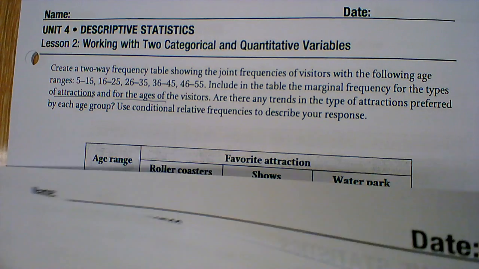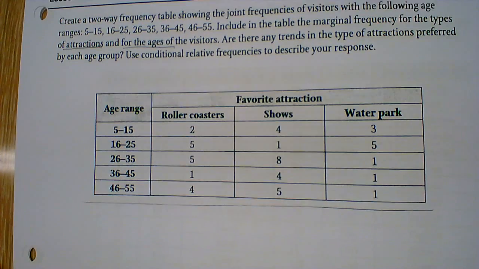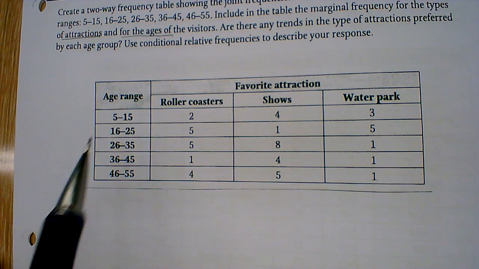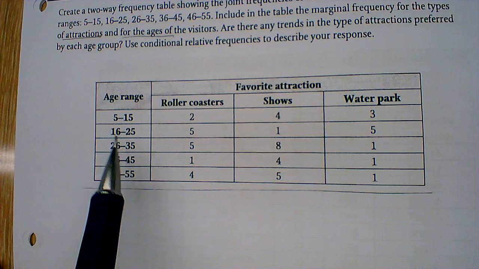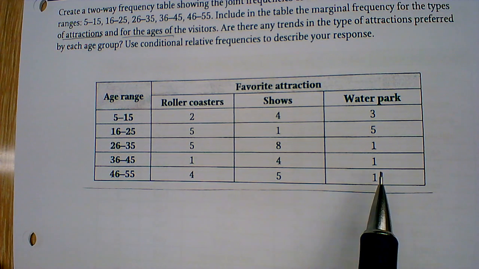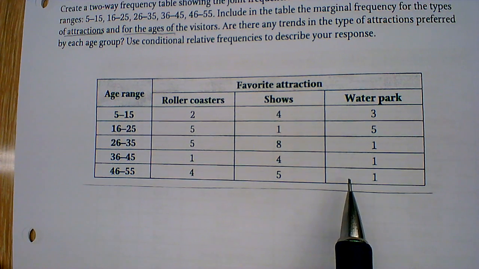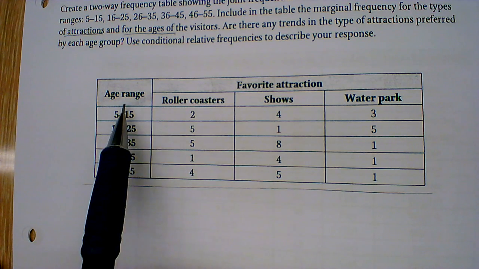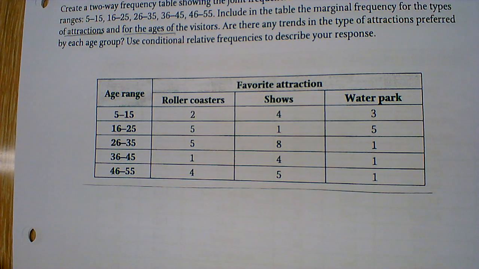So you started on this table in class and it would look like this. I place the age ranges down the first column so that my age ranges are going across in the rows, and I put the attractions as the headings of the columns. Some of you reversed these. Some of you had the attractions here and the ages across the top. That doesn't matter at all. You will still get the same exact data.